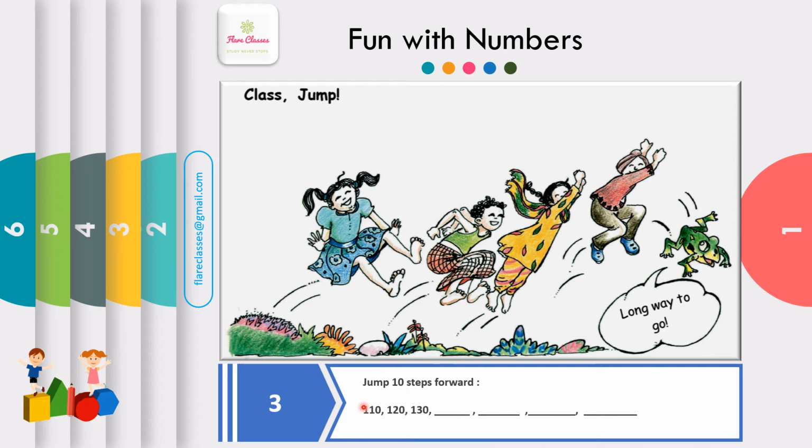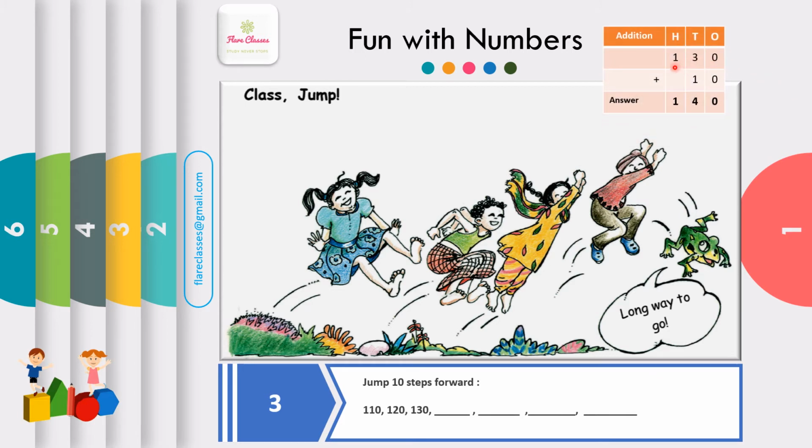In this question, kids started jumping 10 steps forward. If they jump 10 steps forward, we have to add 10 in previous numbers. For example, if we have 110 and we jump 10 steps forward, next number will be 110 plus 10. It will be 120. Again, next number will be 120 plus 10. It will be 130. So find out what is the next number.